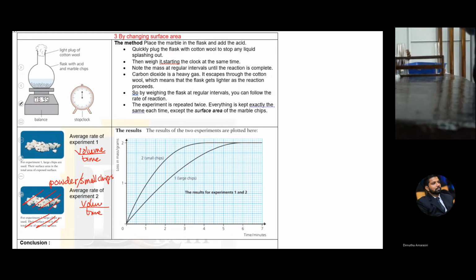Measure. 31. What are you measuring? HCl? Not yet.